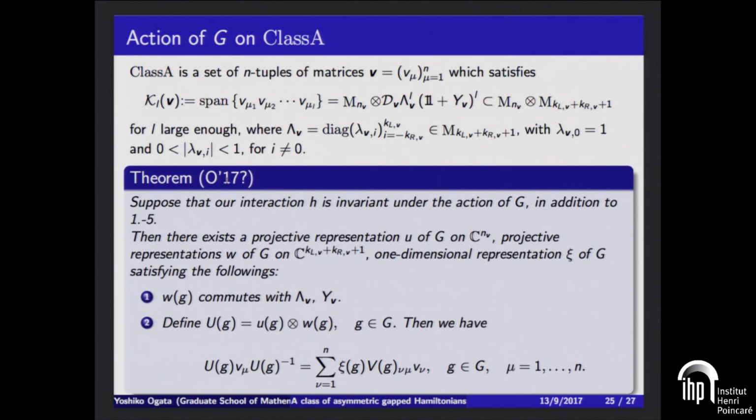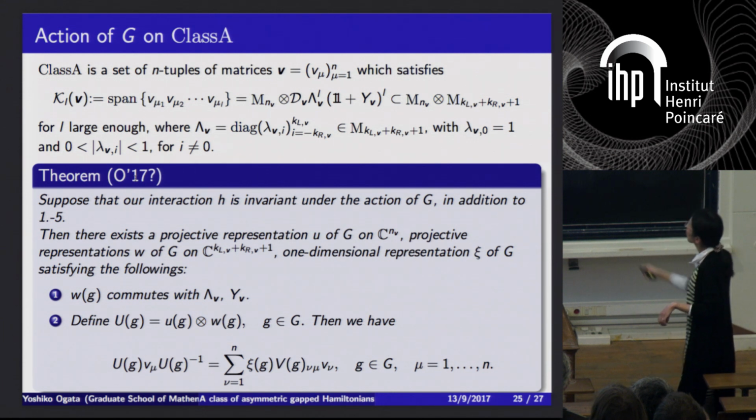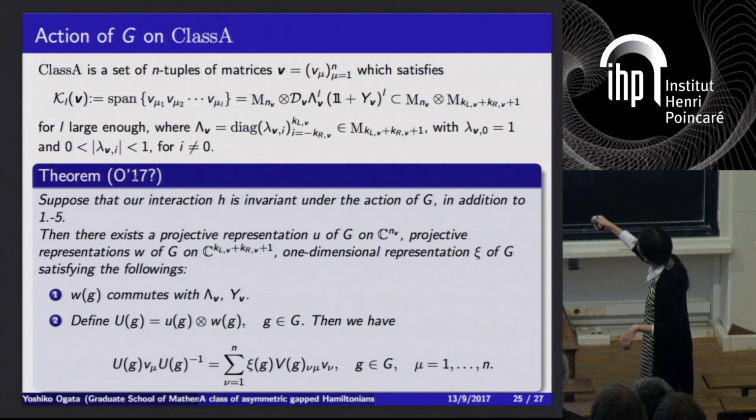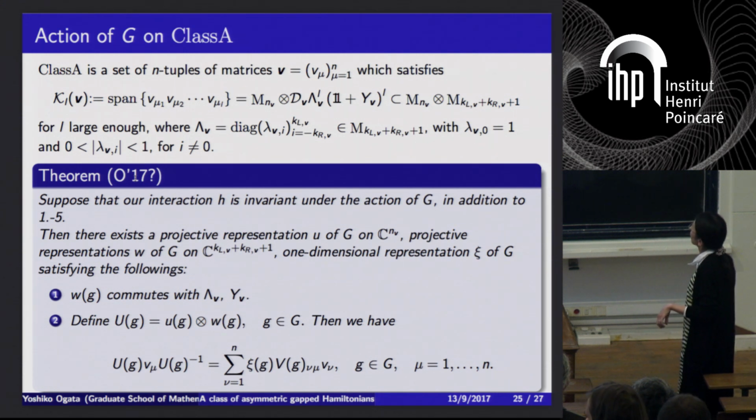So please recall that class A was this form, so this MV corresponds to the left side. And a projective representation WG of G on the right-hand side, and some one-dimensional representation Xi of G satisfying these properties. First, this projective representation on the left side commutes with this Y and lambda, which was defining the class A.